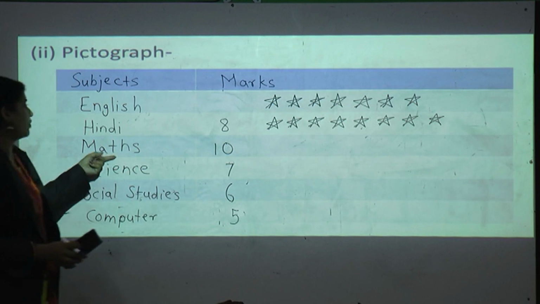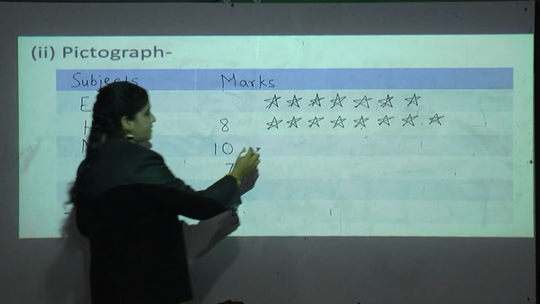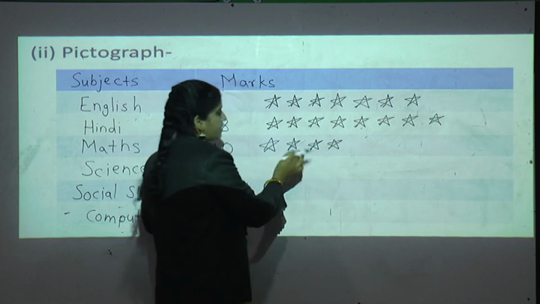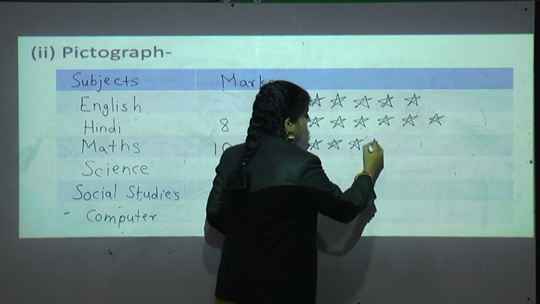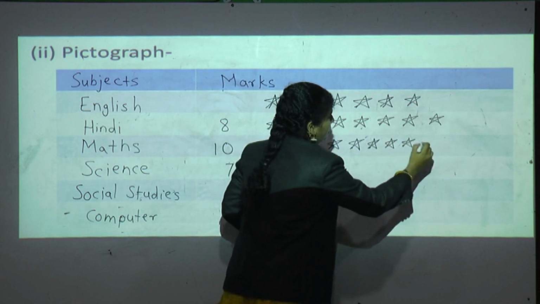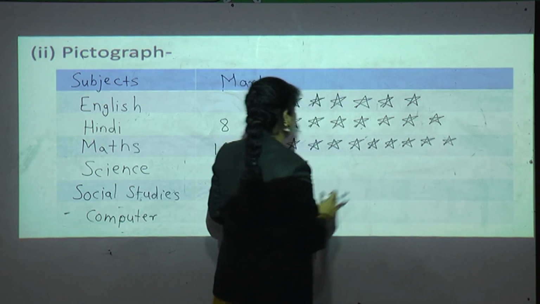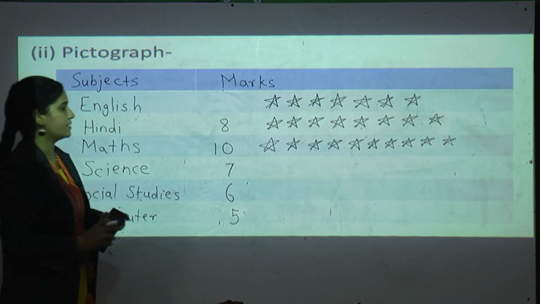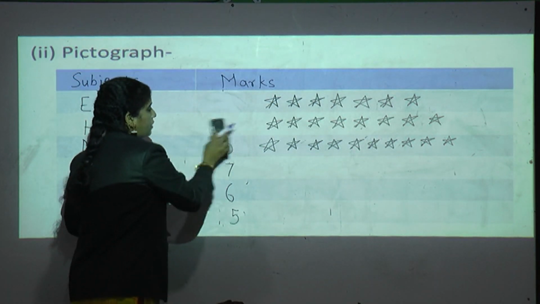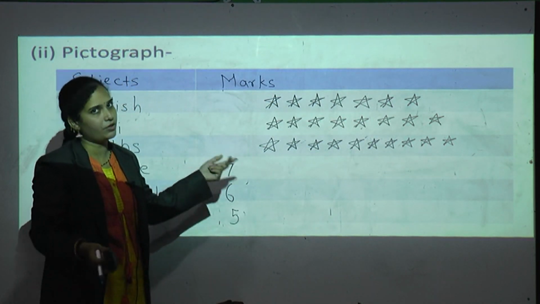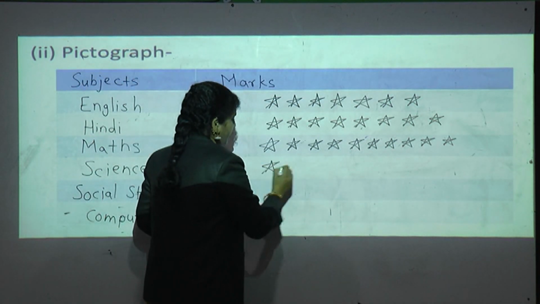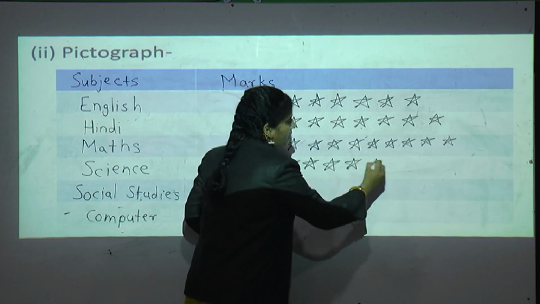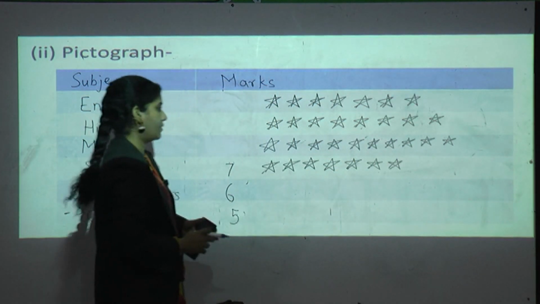Okay. Now for maths, draw 10 stars. It is very easy now, students, isn't it? So draw 10 stars. 5, 6, 7, 8, 9, 10. Okay. Now science. So how many marks did he get? 7 marks. So that's why draw 7 stars. 1, 2, 3, 4, 5, 6 and 7.